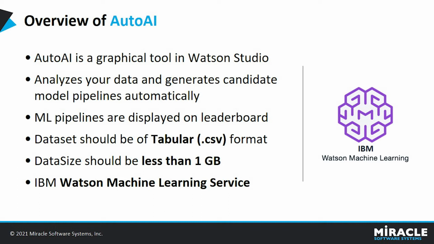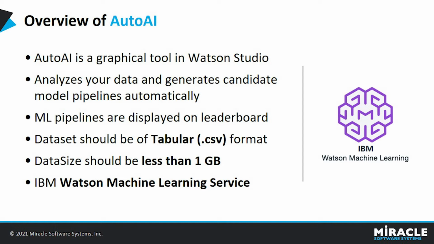Auto AI is a machine learning service by IBM Watson. The Auto AI graphical tool in Watson automatically analyzes the data and generates model pipelines that are customized for your problem statement. These model pipelines are created iteratively as Auto AI analyzes your dataset and discovers data transformations, algorithms, and parameter settings that work best for your problem. Results are then displayed on the leaderboard, showing the automatically generated model pipelines ranked according to your problem optimization objective.